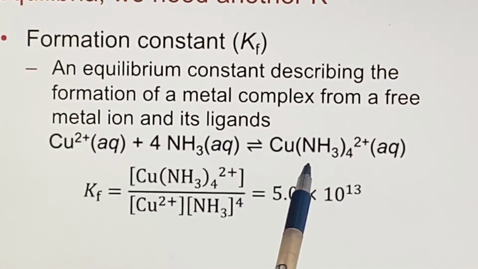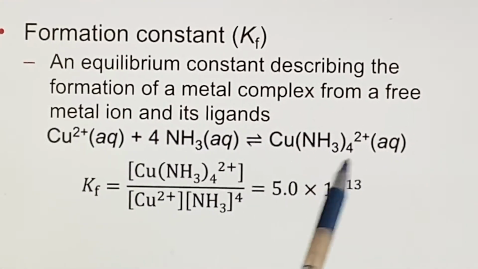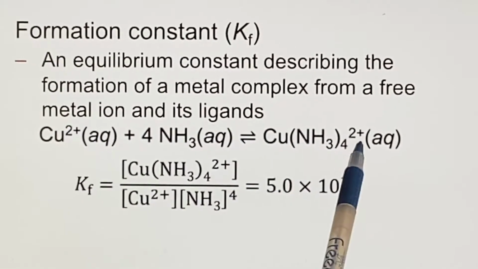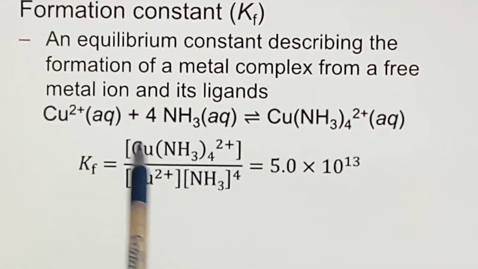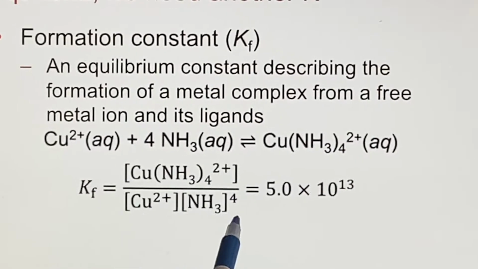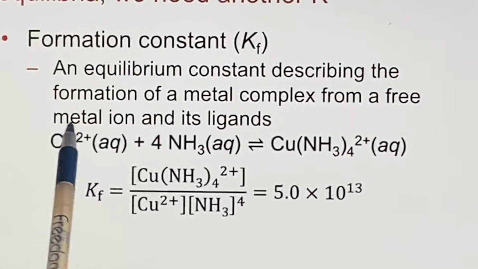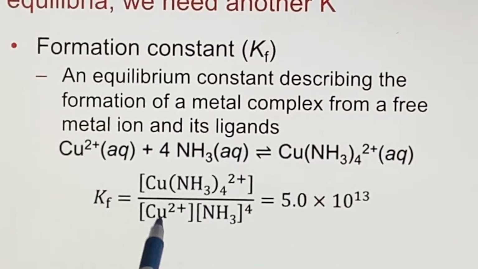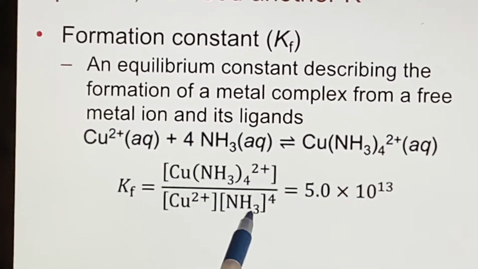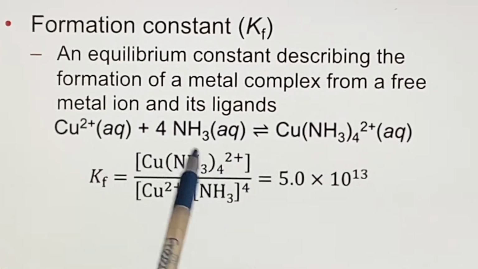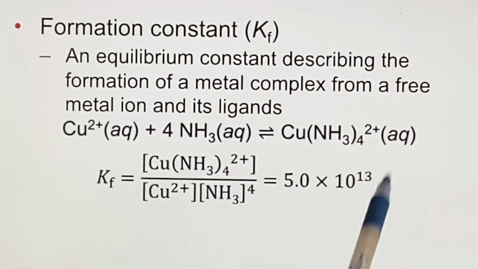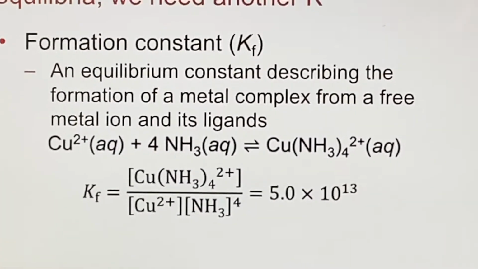What would be the KF for this? Well, we'll always do what we did before. We put the products on top. There's only one product, and I want to know its concentration. In the denominator, we're going to put the reactants. Here's the copper, the concentration of this copper, and then there are 4 of these ammonias, so the concentration of ammonia has to be raised to the 4th power. You can go look up what the KF is. You'll find out it's 10 to the 13th for this particular substance.